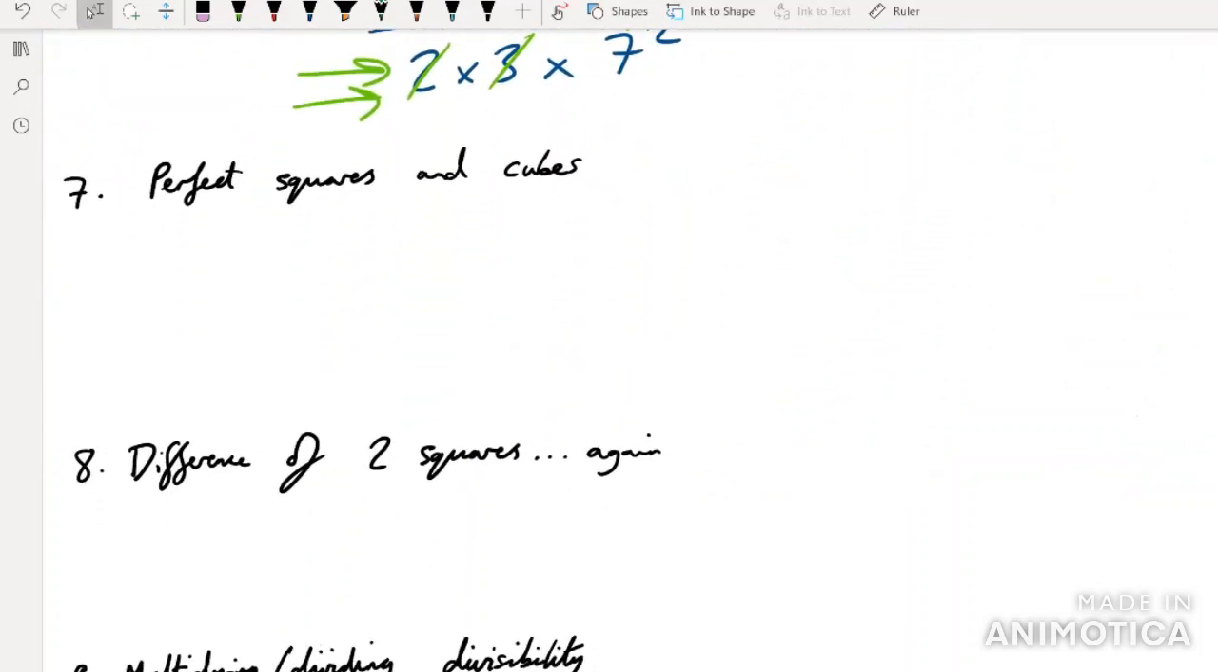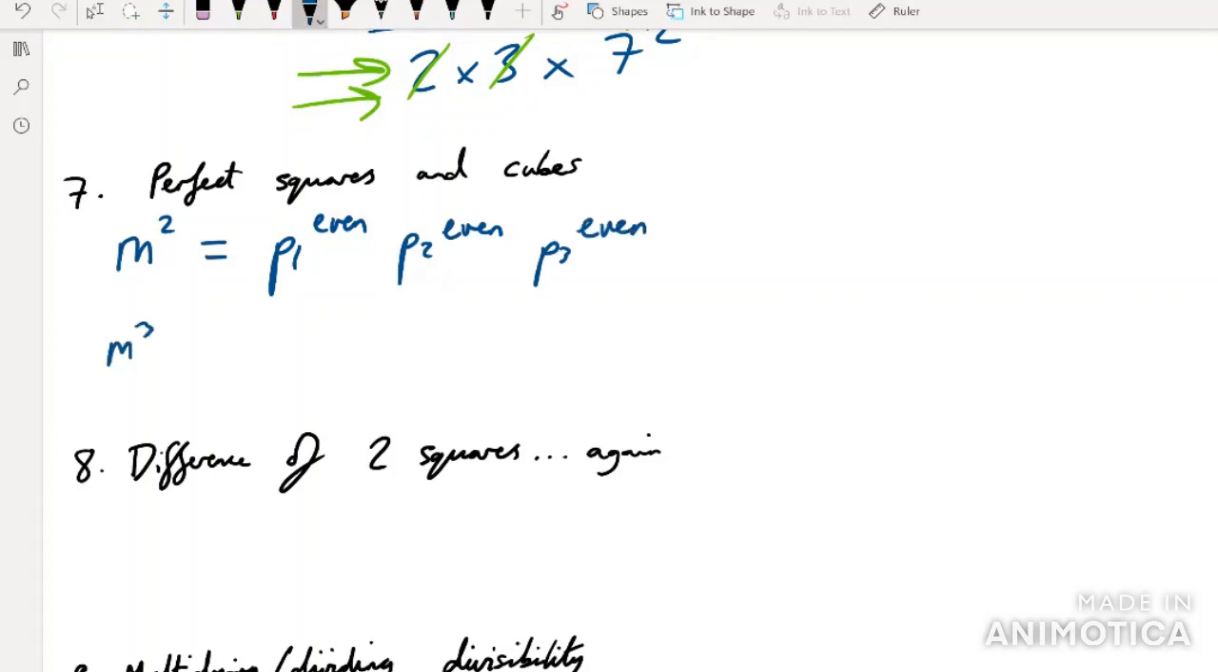Okay, now perfect squares and cubes. These are actually gift questions when they come up. If you have a number that's squared, all you need to know is that in prime factorization form, every prime must have an even power. And cubed, every prime must have a power that's a multiple of 3.